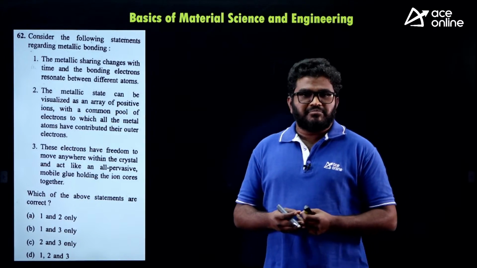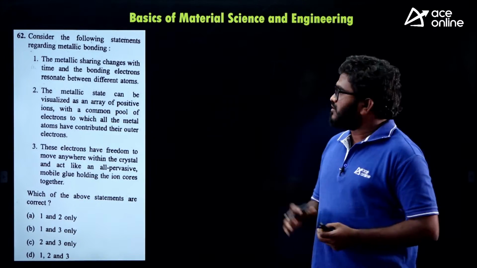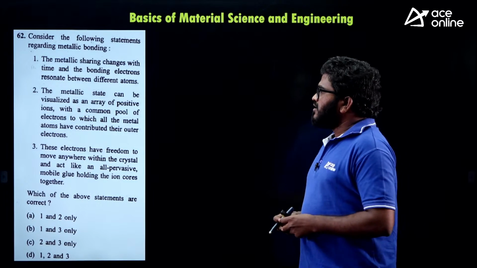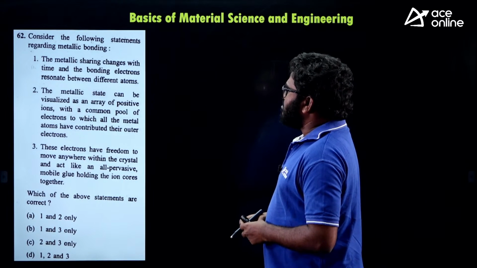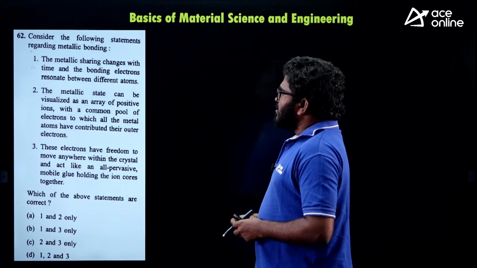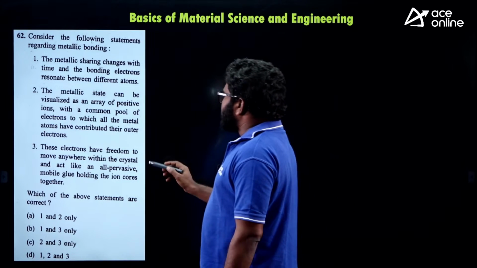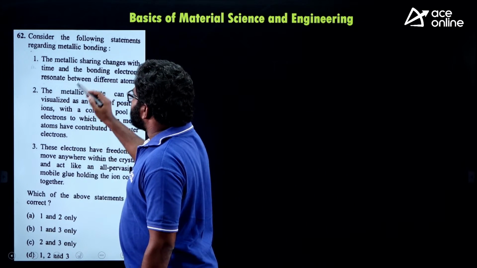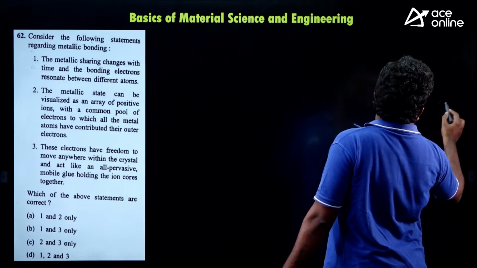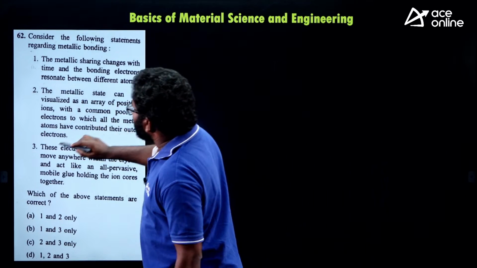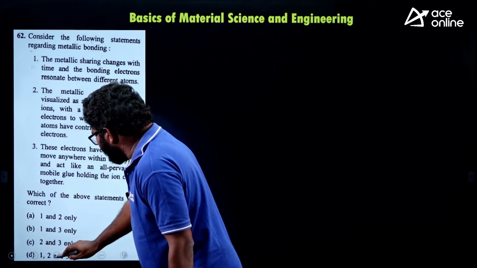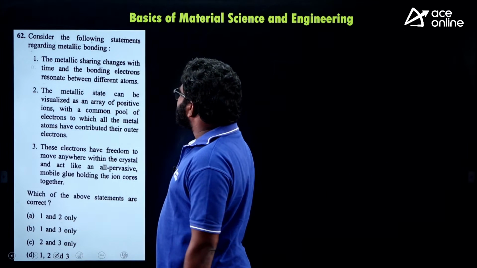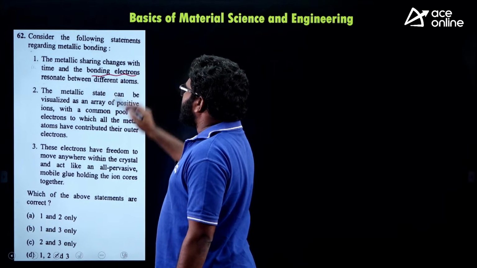Right. So I'm here to discuss the questions on the basics of material science. Here is the question regarding metallic bonding. See, all the statements given are correct. The first statement is related to the sharing of electrons, bonding of electrons and resonance.